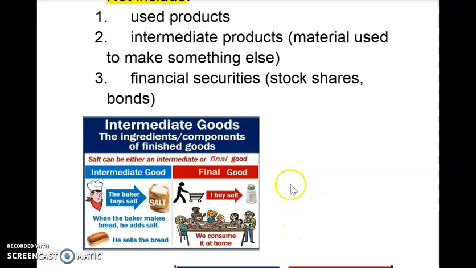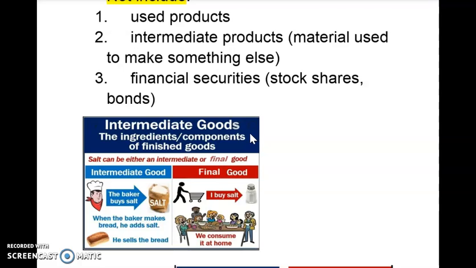Now in this case, this consumer buys salt and then goes home and consumes it at home. So this is a final good. It's used for consumption. You don't use it for something else and then use it to make something else. So those are intermediate goods.